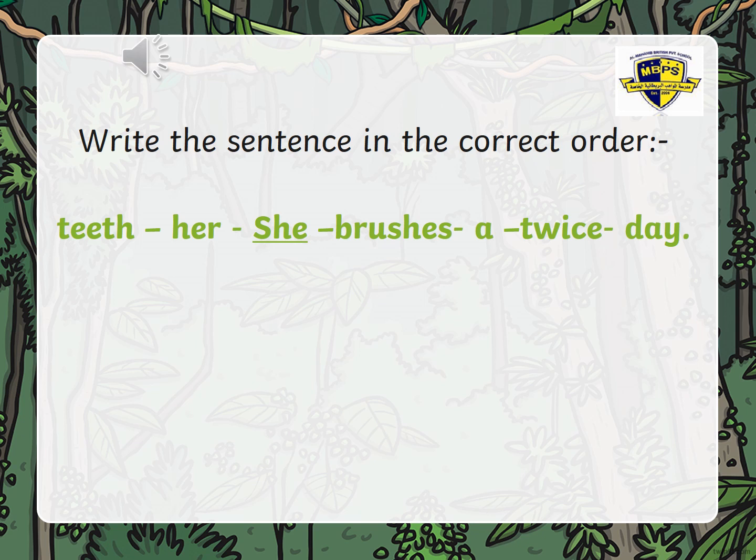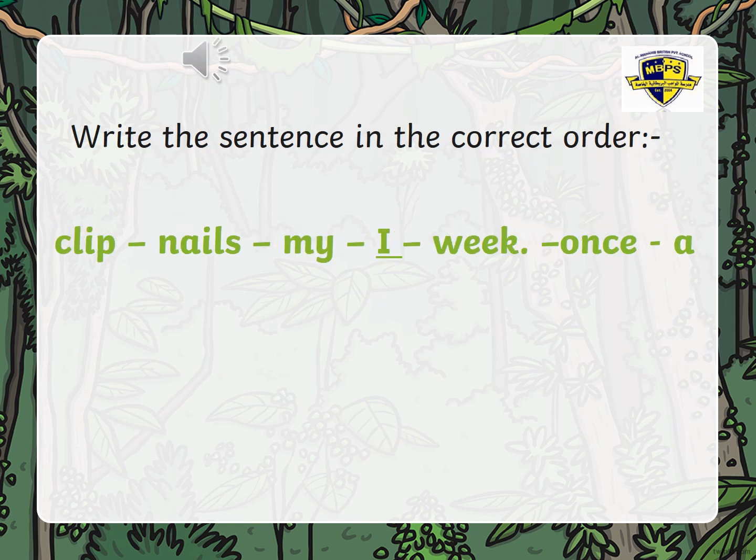Where is the verb here? Let's think. Can you tell me now? Quickly. Brushes. Very good. So we've got she brushes. You finish the sentence. Come on. Then we're going to say she brushes her teeth twice a day. Correct sentence. Excellent.